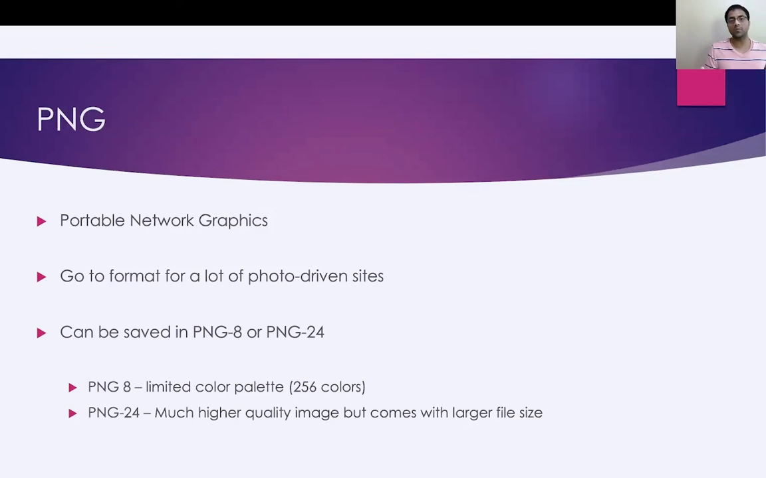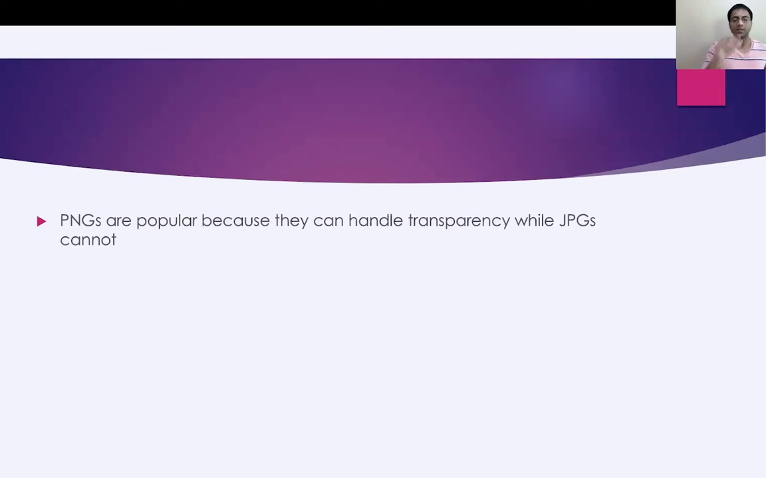But the only thing that you need to worry about is if you're exporting an image into a PNG 24, make sure that it does not contain larger file size. We already talked about this. PNGs are popular because they can handle transparency, while JPEGs cannot. Transparency is where you can actually see through.